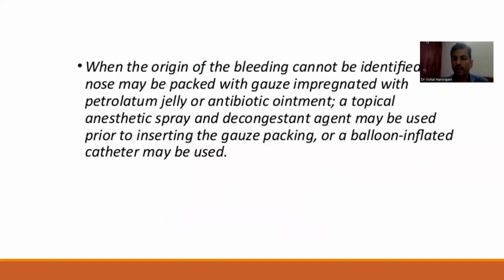When the origin of the bleeding cannot be identified, the nose may be packed with gauze impregnated with petroleum jelly, just to make it soft, and antibiotic ointment. A topical anesthetic spray is used to reduce the pain during the procedure, and decongestant agents may be used prior to inserting the gauze packing, or a balloon inflated catheter can also be used. Especially the Foley's catheter, we use it for posterior bleeding, to place the posterior nasal pack.